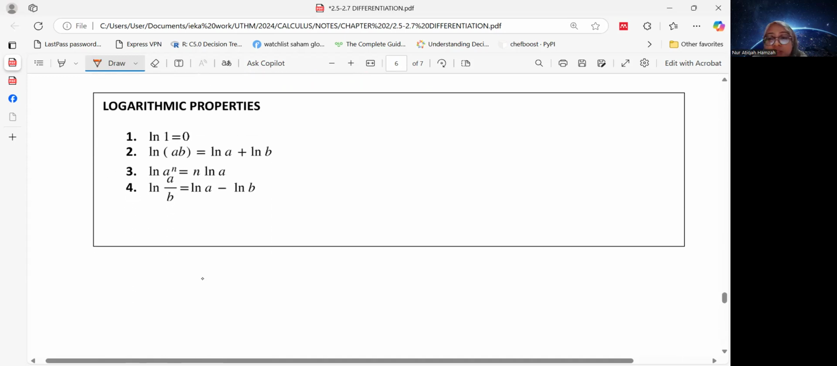So next part is logarithmic properties. You need to remember these logarithmic properties. We know that ln 1 is equal to 0. ln AB is equal to ln A plus ln B. ln A to the power of n is equal to n ln A. ln A over B is equal to ln A minus ln B. So ln ataupun log, log pun kita gunakan properties yang sama je bendanya.